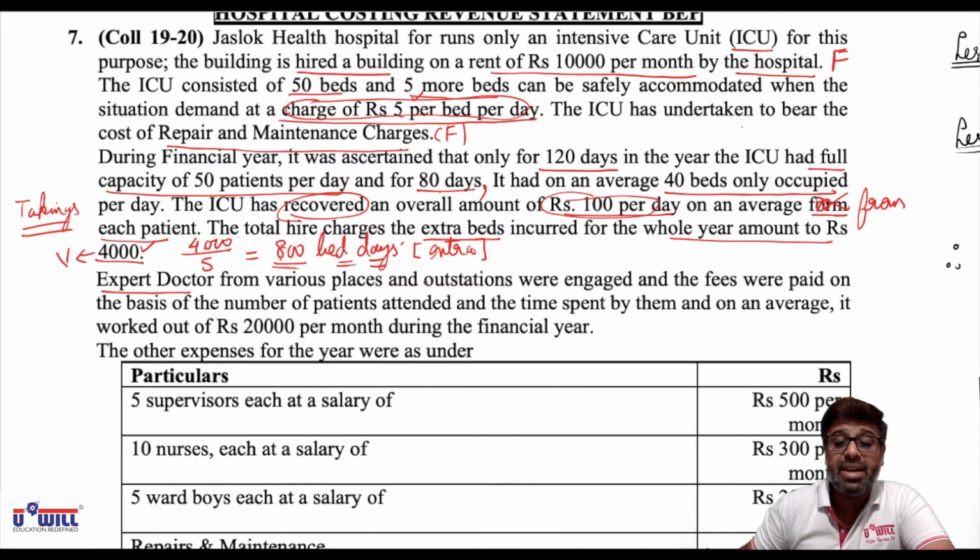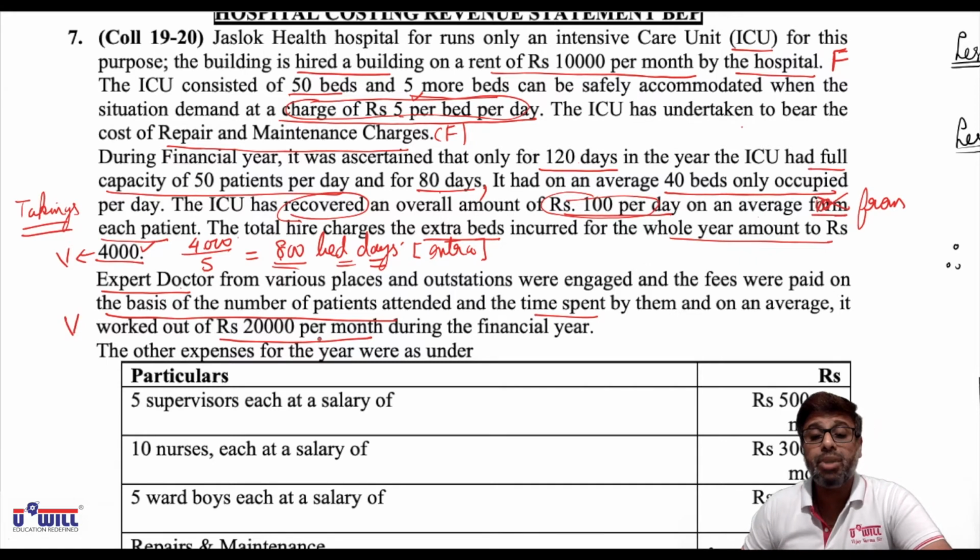Expert doctors from various places and outstations were engaged, and the fees were paid on the basis of the number of patients attended and the time spent by them on an average, and it worked out to 20,000 per month. So this expert doctors' fees will also be variable because it is clearly given. It was paid on the basis of number of patients. So it has worked out to 20,000 per month, but the expert doctors' fees depend on the number of patients, so it's a variable cost.